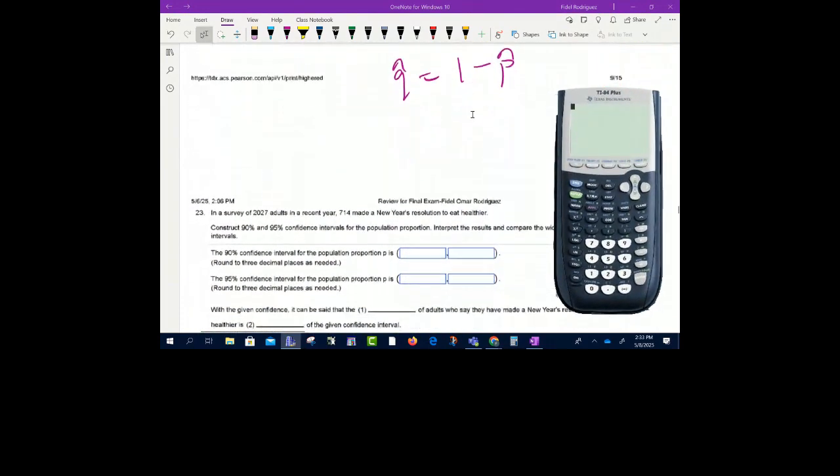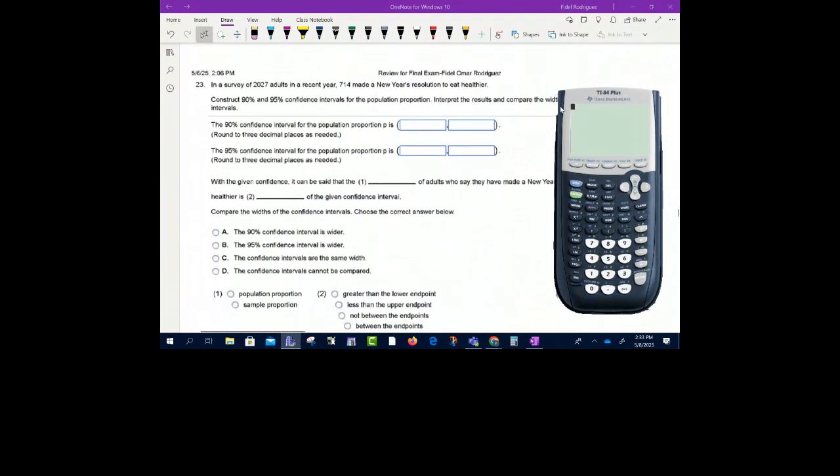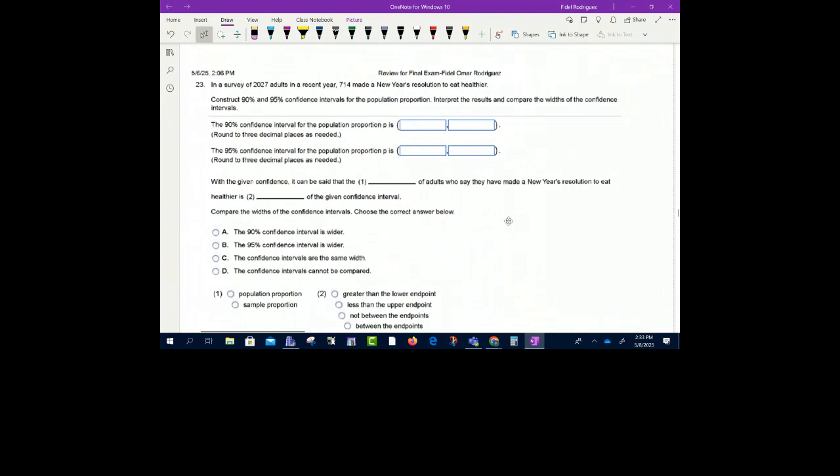Okay, let's see if we can figure out number 23. Let's see what it says here. It says, in a survey of 2,027 adults in a recent year, I'm going to stop right there, because that is my n, right? My n is 2,027.